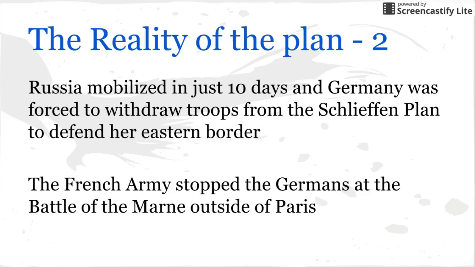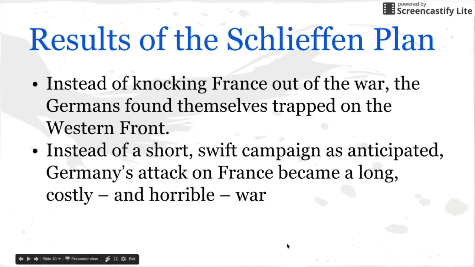The French army stopped the Germans at the Battle of the Marne just outside of Paris. And the Germans almost succeeded in capturing Paris. They were just a few miles outside of Paris, but the French put up a hard-fought battle in the Battle of the Marne and were able to stop the Germans from coming into Paris. So instead of knocking France out of the war, the Germans found themselves trapped on the Western Front. And instead of a short, swift war that everybody had anticipated, World War I became a long, costly, and horrible war.